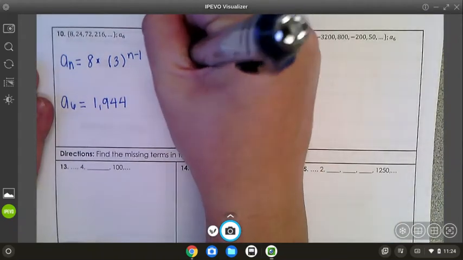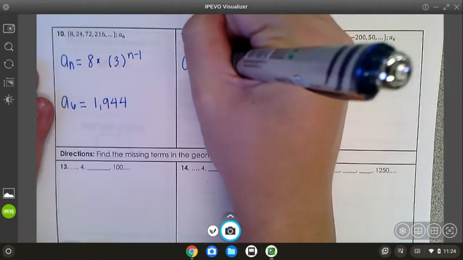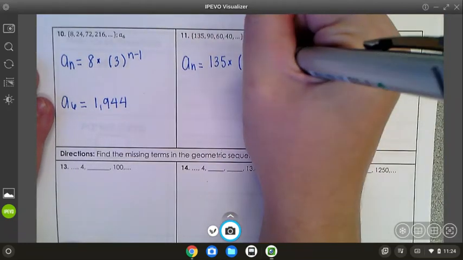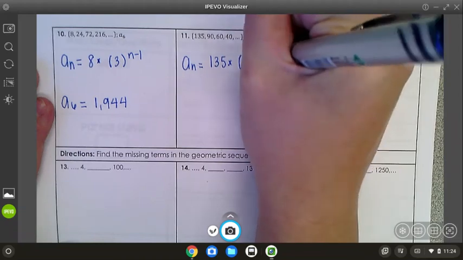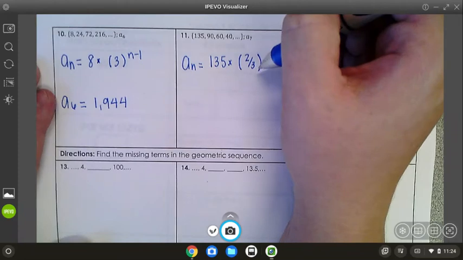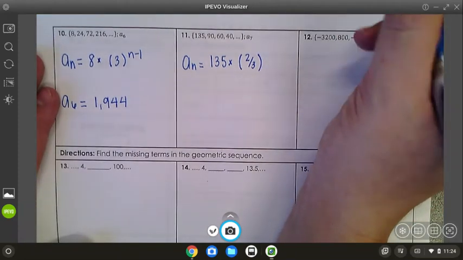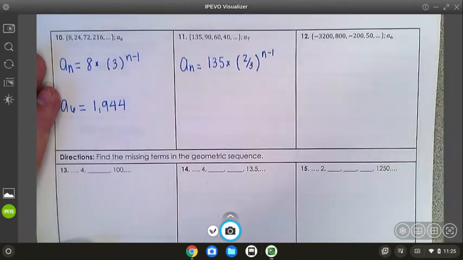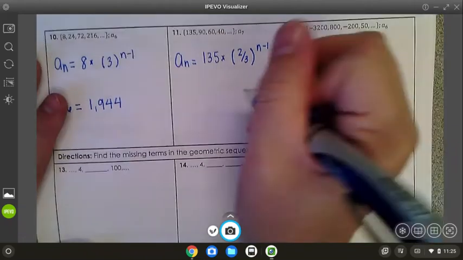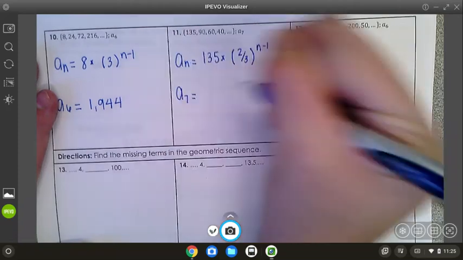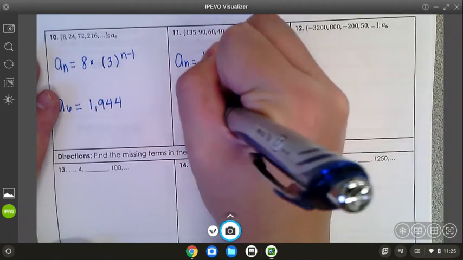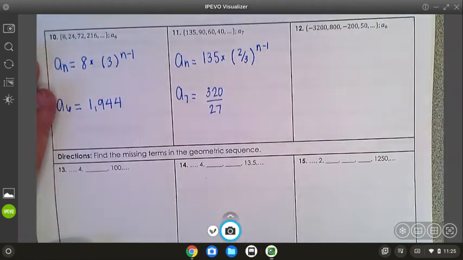Number 11, your r was 2/3. You did not need to put 0.6 or 0.67. If it's not a decimal that stops, it needs to be a fraction. And your A7, just plugging in a 7 there, gave you 320 over 27.